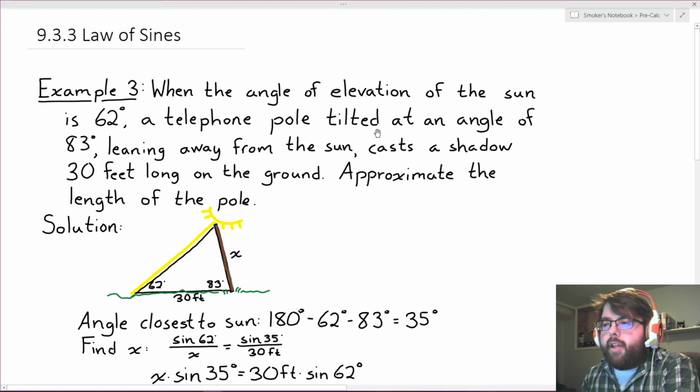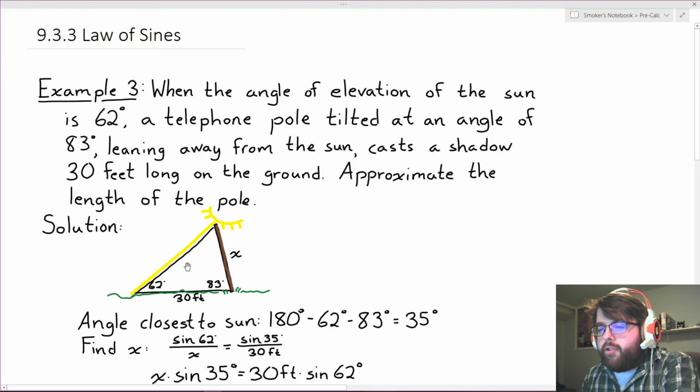Telephone pole is tilted, so it's not sticking straight up. That means it's not a right triangle. By an angle of 83 degrees, leaning away from the sun, casting a shadow of 30 feet. Approximately what is the length of the pole? So we just have a triangle. It's just a word problem for a triangle here, and it's not labeled in this case.